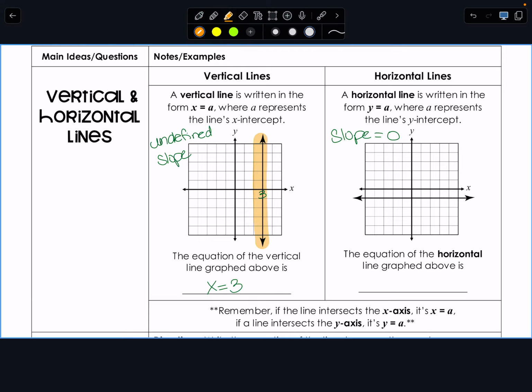And so the slope is 0. My line goes through y equal to -1. So y equals -1 is my equation. It's just the value of y.